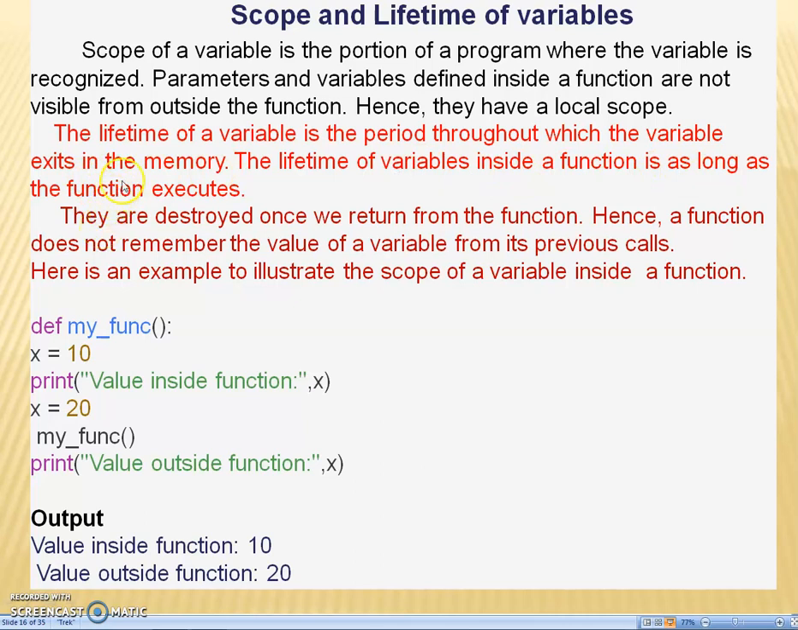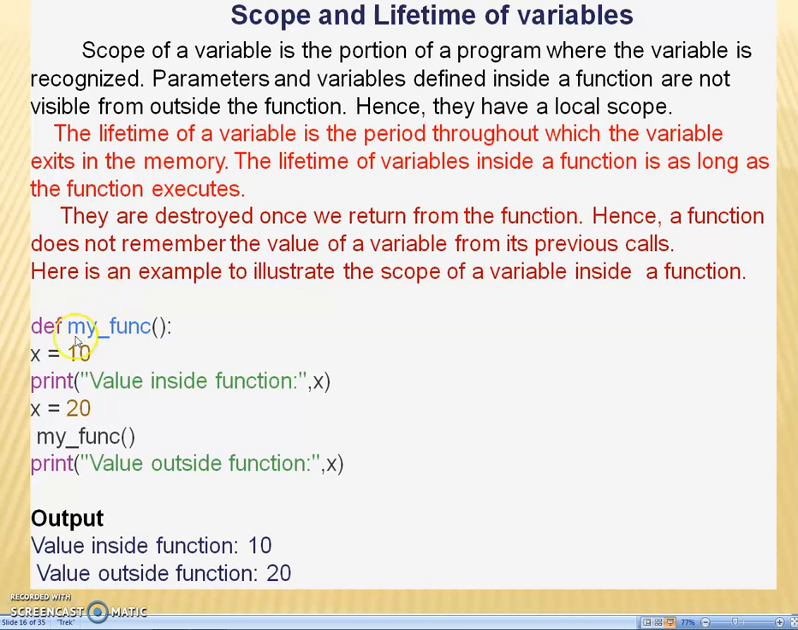Next thing will be that as far as function is going to execute, their lifetime will be something different. We are going to see the example. But second thing will be that they are destroyed once we return from the function. Means after the execution of function, if the function returns the value, then automatically these values will get destroyed. Hence the function does not remember the value of variable from its previous call.